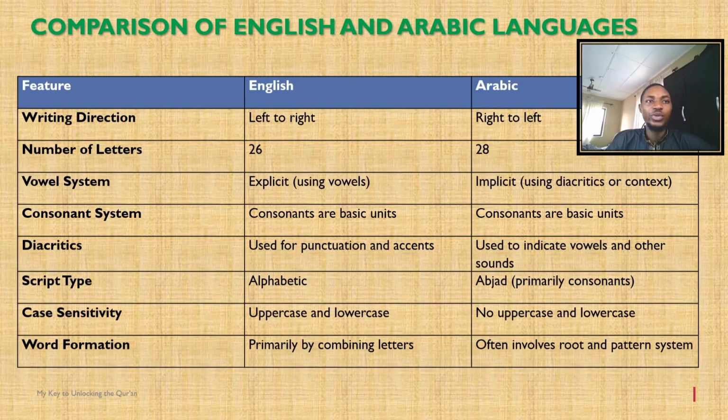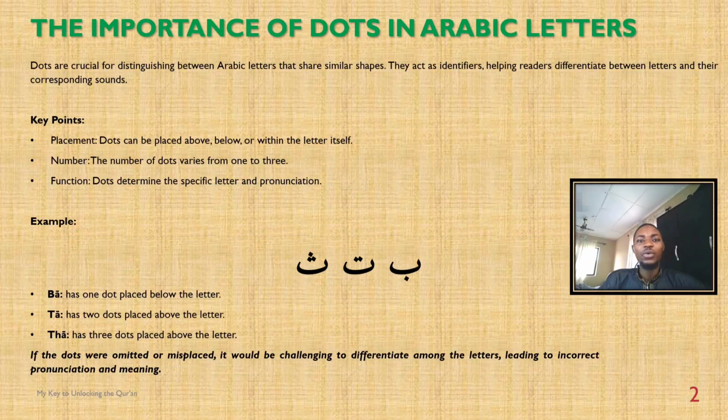In the last class, we discussed a comparison between English and Arabic languages, and we looked at each of these features highlighted here and how they differ in both languages. Now, let's move on to the concept of dots in Arabic.